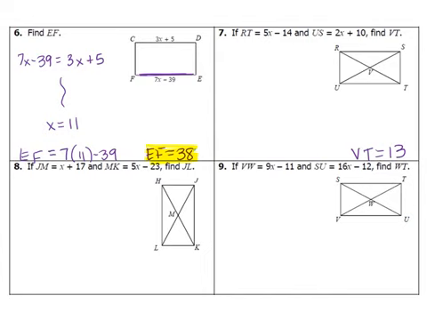Eight, if JM is X plus 17, right there, and MK is 5X minus 23. All right, so they're giving me these highlighted pieces, that part of a diagonal and that part of a diagonal. Well, remember that in a rectangle, all 4 of these diagonal pieces are congruent. So these are equal to each other. Pause and solve for X.